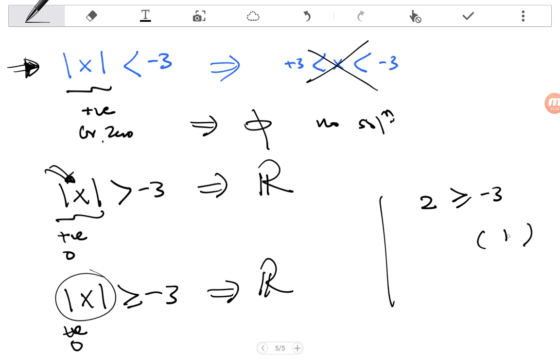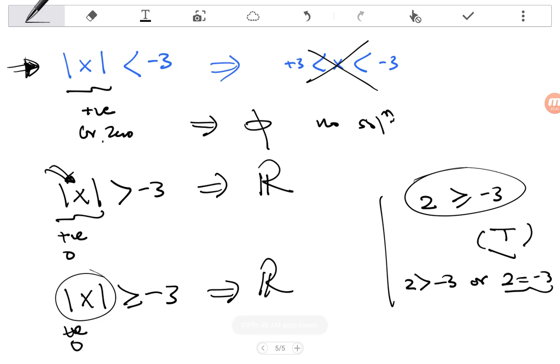This is a true statement. Okay? Why? This statement just says that 2 is greater than negative 3 or 2 is equal to negative 3. I surely know that this statement is false. But this statement is true. When I have true or false, the true always wins. So that will be true.